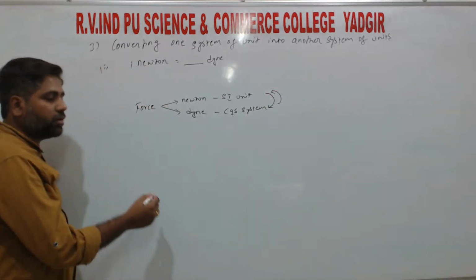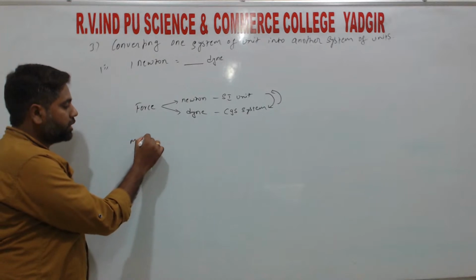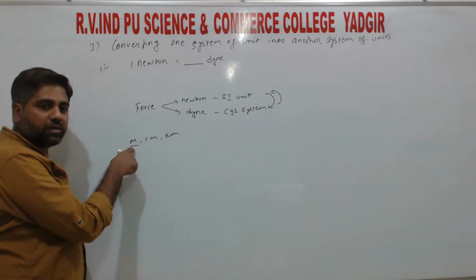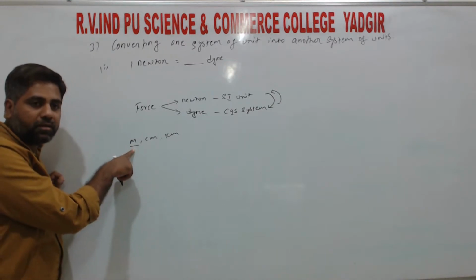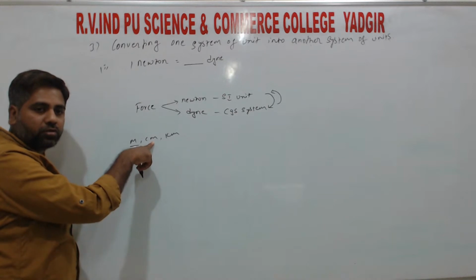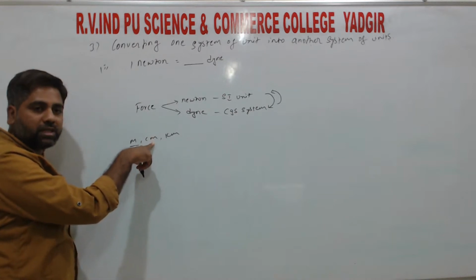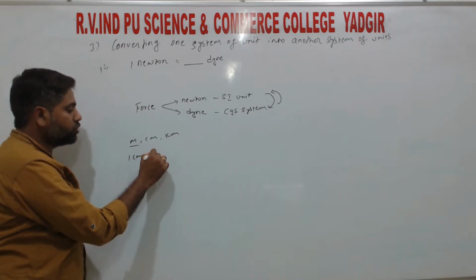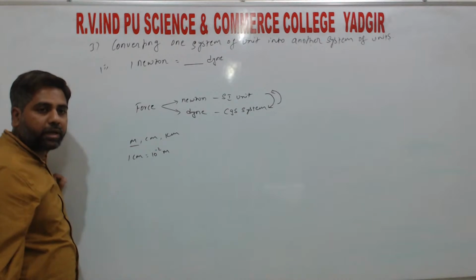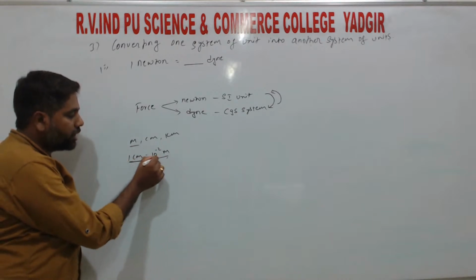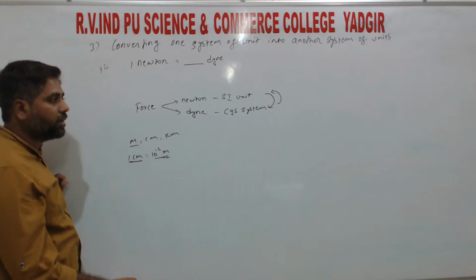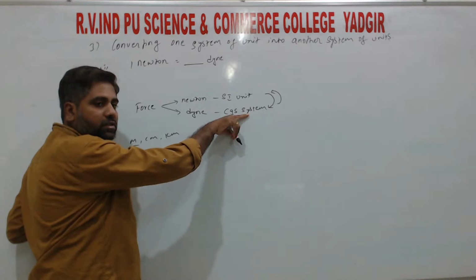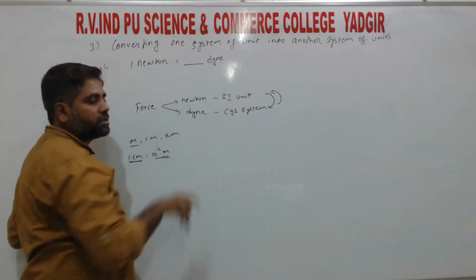So in general, length can be measured in meter, centimeter, kilometer, right? Here meter is the SI unit for measuring length. In the same way, centimeter is also a unit, in the CGS system. In regular use, 1 centimeter is equal to 10 to the power minus 2 meter. Here I am converting from centimeter to meter. In the same way, here also we are going to convert SI unit into CGS system or from CGS system to SI unit, right?